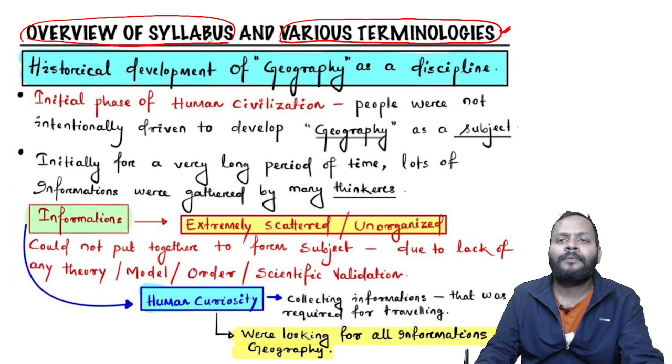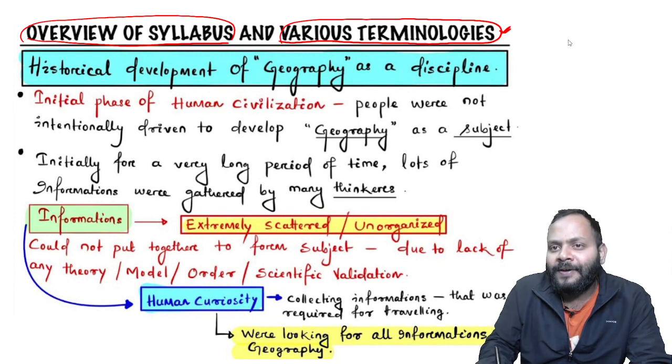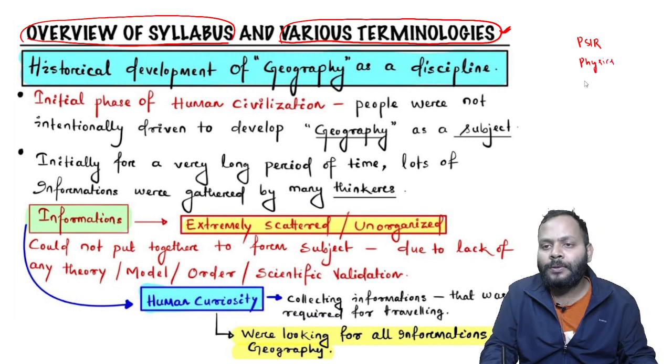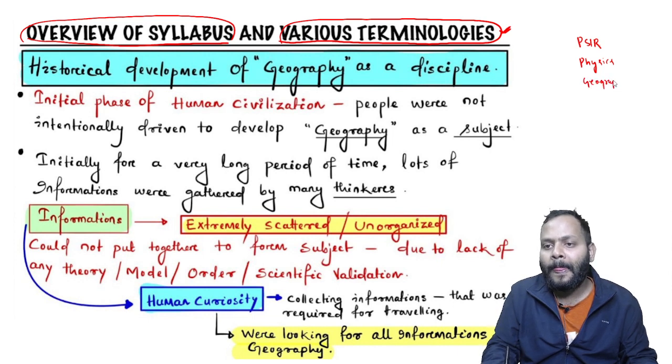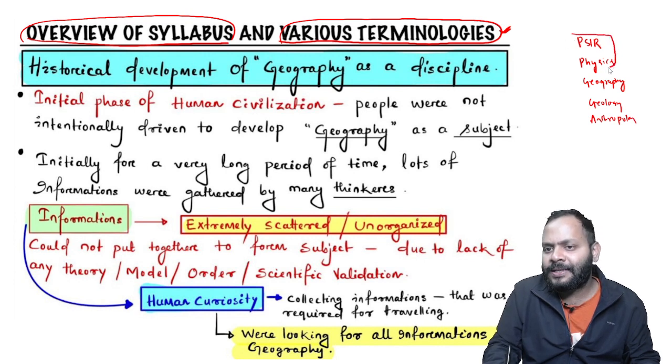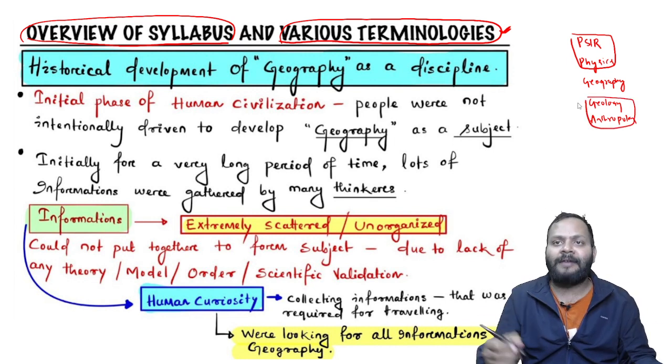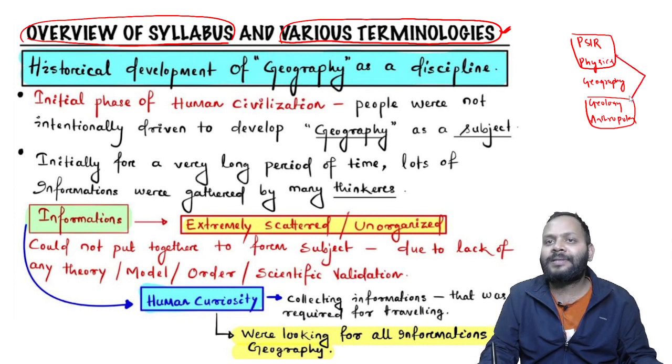Okay, the syllabus. Now, if I take an example of a subject, any subject, whether it's PSIR, physics, geography, geology or anthropology, tell me, is every subject having some history? It's not that any subject comes overnight. One person got a dream at night and tomorrow morning there is a subject. It is not that way.